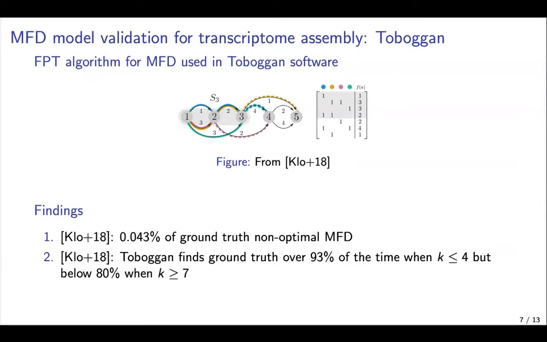So from their data, it wasn't possible to know exactly how many instances were not predicted correctly based on the decomposition being non-optimal, the ground truth being non-optimal, or based on there just being multiple optimal solutions and Toboggan choosing the wrong one.